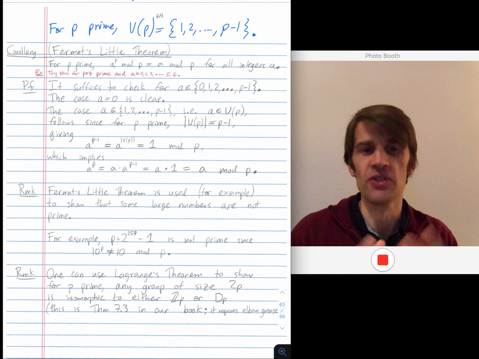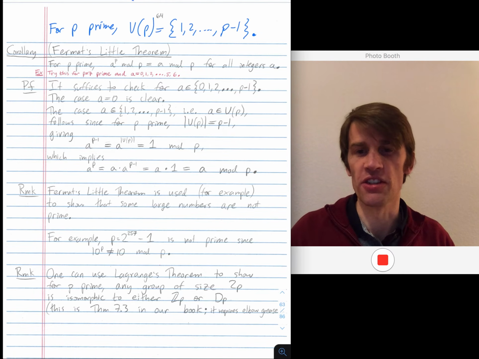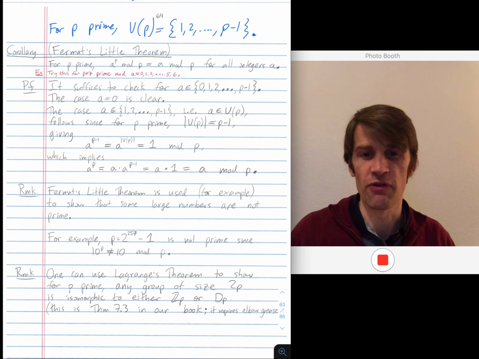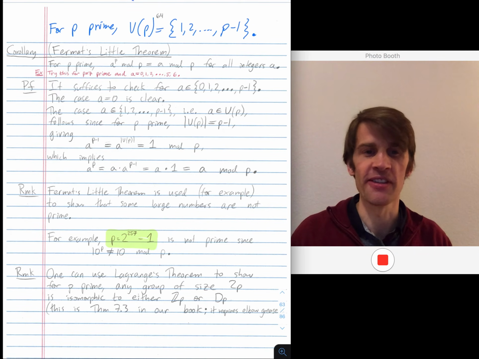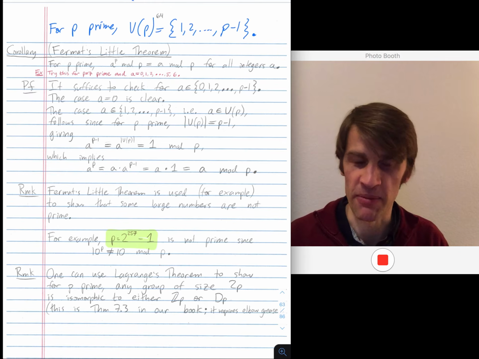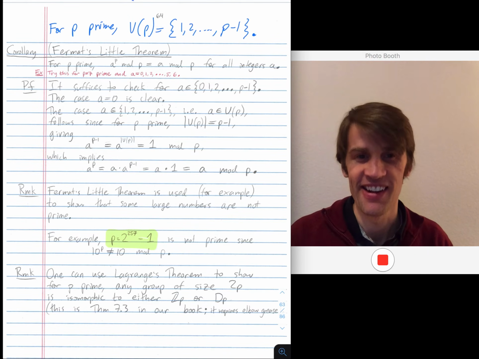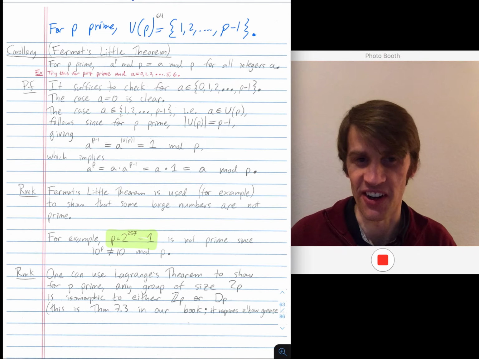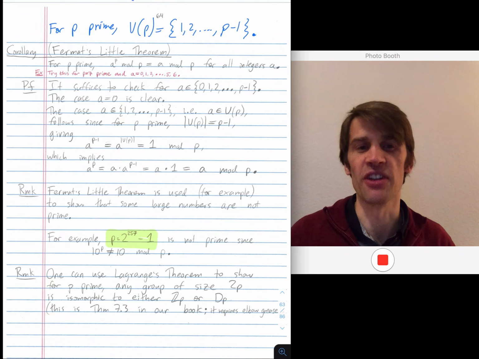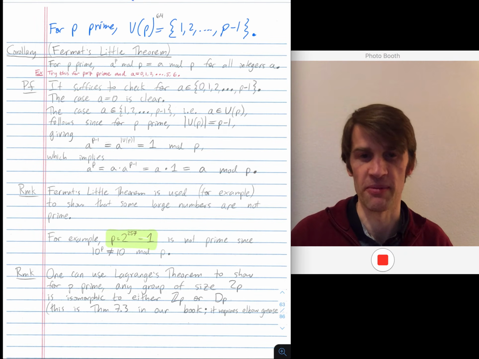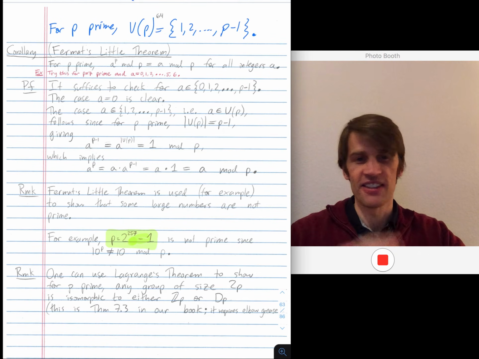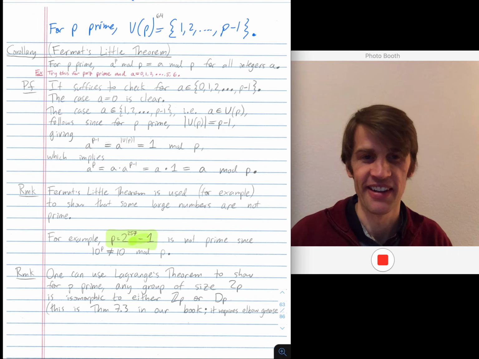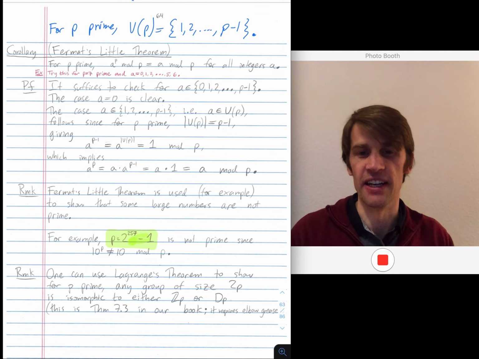Fermat's little theorem is used, for example, to show that some large numbers are not prime. So for example, lots of prime numbers that you might search for are of the form 2 to some large power minus 1. Some numbers of that form are prime, not all. But in any case, these are useful numbers to look for when you're searching for primes. So 2 to the power 257, some humongous number, subtract 1. Is that prime? I have no idea.